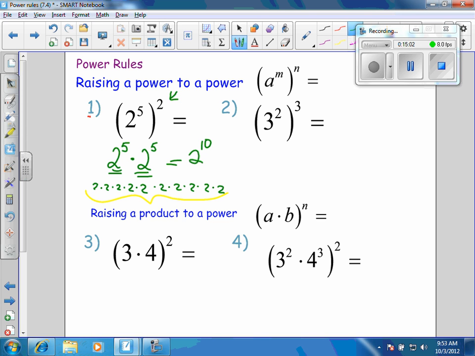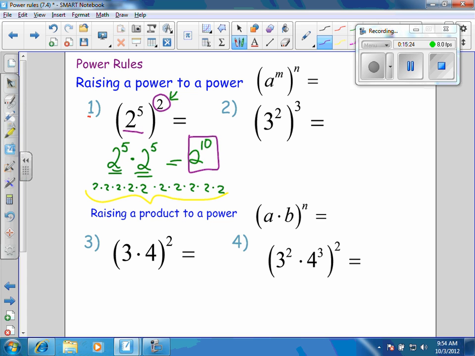Yes, Skylar. How'd you get to the 5th to the 5th? Okay, the way I got that is this exponent's telling me there's two sets of these. Okay, does that make sense? Would it be the same if there were more sets?